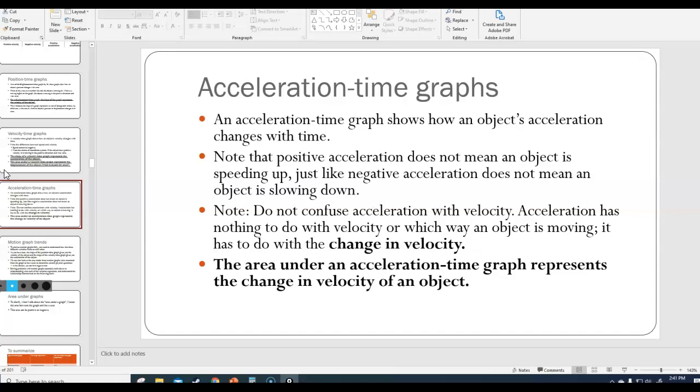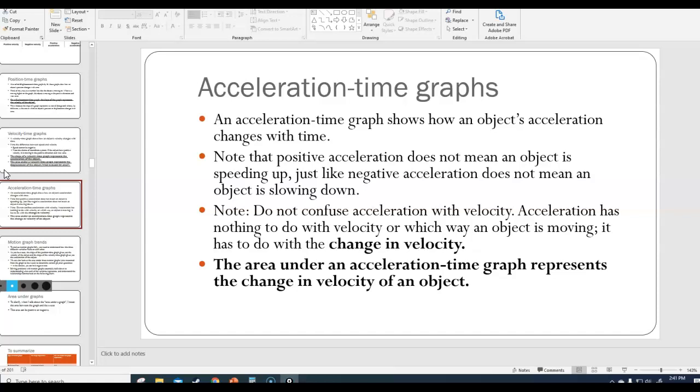Okay. Now, I also want to remind you again that acceleration has nothing to do with which way an object is moving. Okay, all it tells you is how much your velocity is changing by each second. Okay, acceleration has nothing to do with velocity. It has to do with change of velocity. Now, on an acceleration time graph, a lot of the times you'll see problems with constant acceleration. Sometimes you'll see changing acceleration on an acceleration time graph.